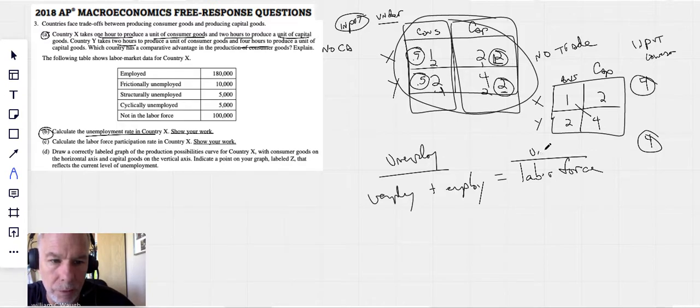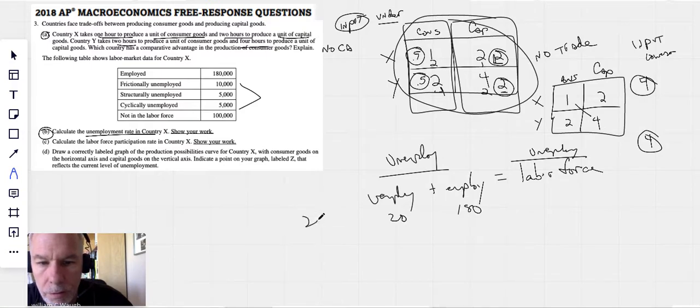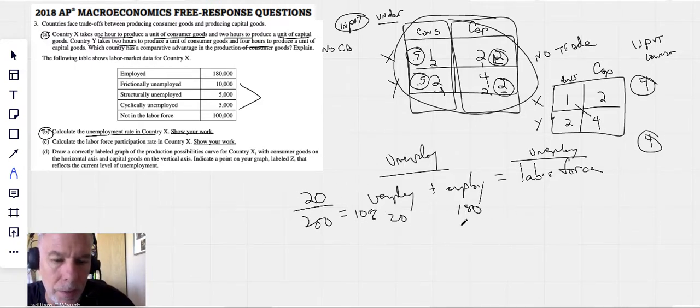We could say unemployment over the labor force, or we could say unemployment over unemployment plus employment. It looks like our employment here is 180. Unemployment is 20. So we've got 200. Here we go. 20 over 200. So it looks like we're at 10%. Can we see how we did that? Mostly this is not very complicated. It is just about having a nice definition in your head, because they're not going to give you the definition, so you have to know them.